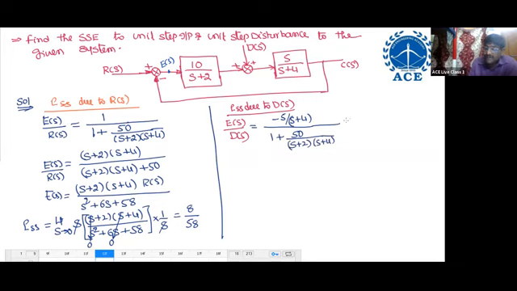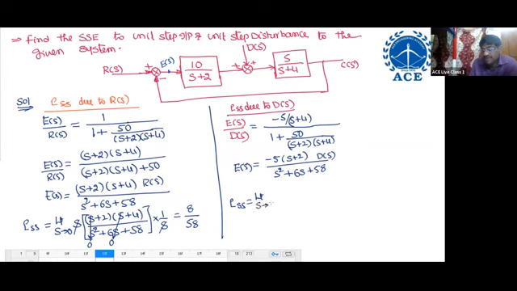Then if you simplify this, what will I get? S plus 4 cancels. So minus 5 into (s plus 2) in the numerator, divided by s square plus 6s plus 58 in the denominator. So this is E of s. Consider E of s, D of s is the other side. Now find the steady state error.